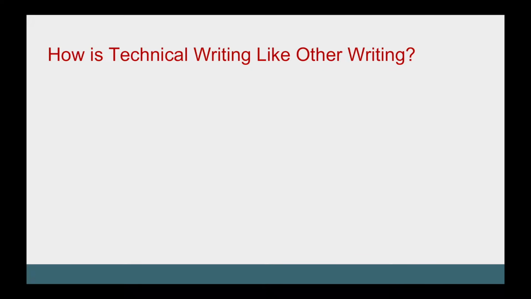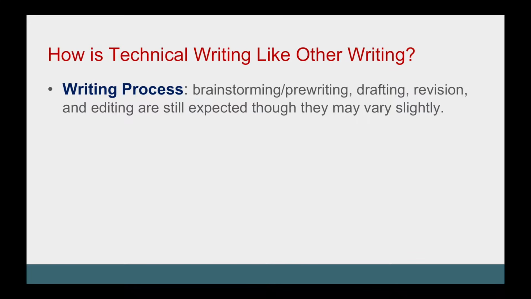Before we discuss how technical writing is unique, let's first talk about the similarities between technical writing and other types of writing. First, you still have to use some kind of writing process that includes brainstorming or pre-writing, drafting, revision, and editing. Though the process may look a bit different from other types of writing, it's still important that you do not simply turn in or publish writing that you have simply drafted with minimal effort.